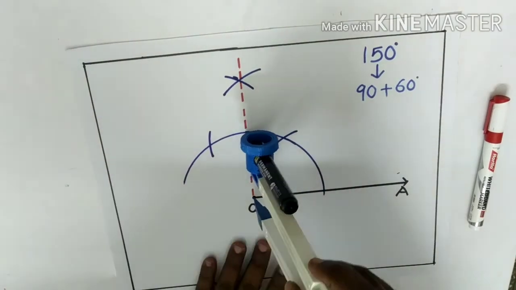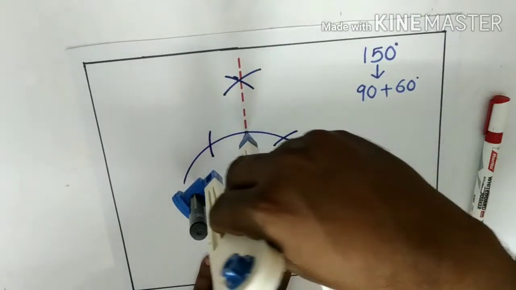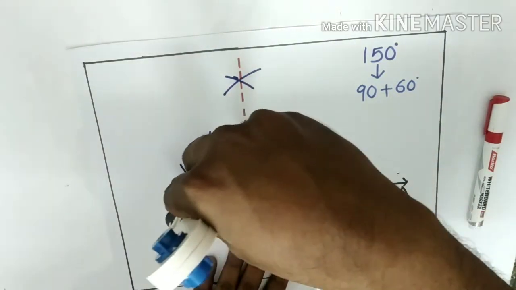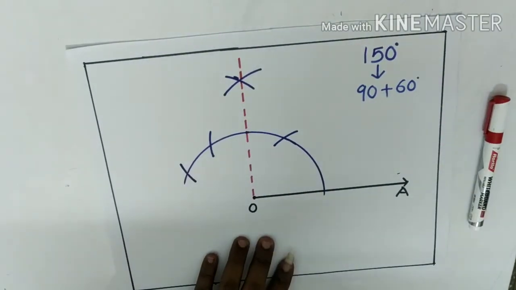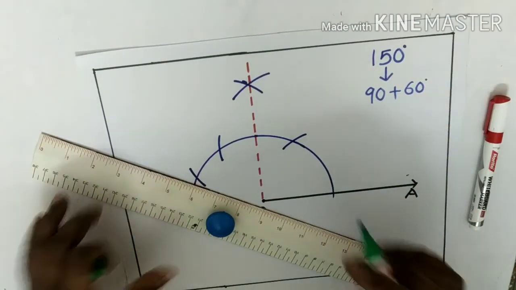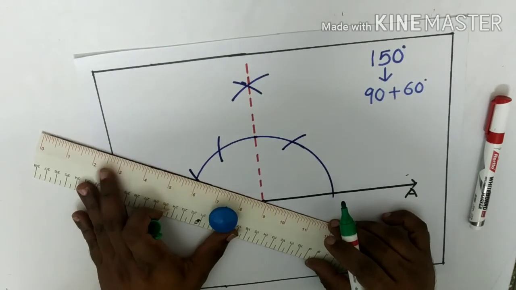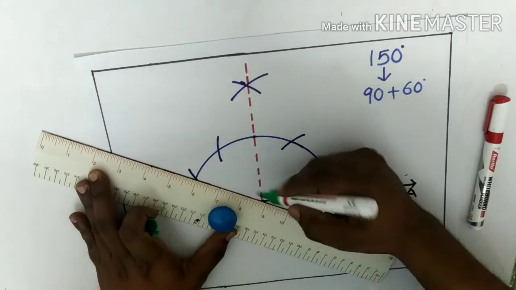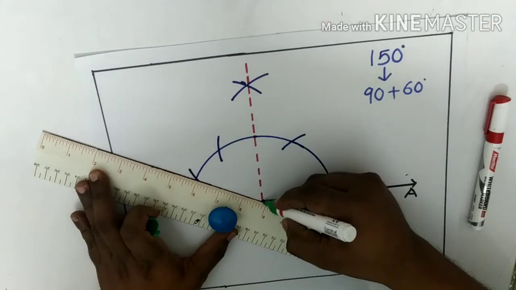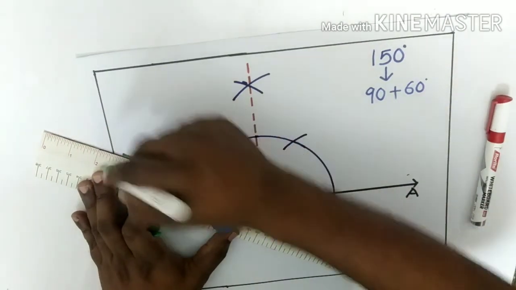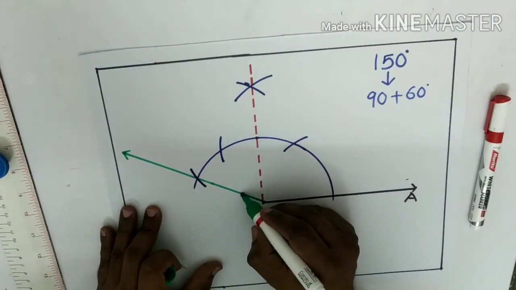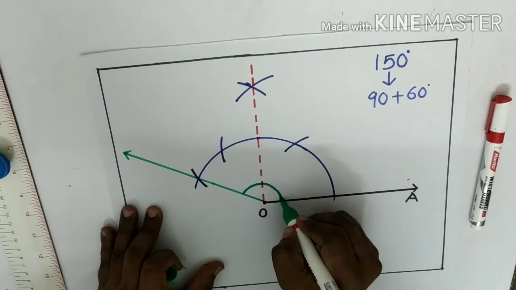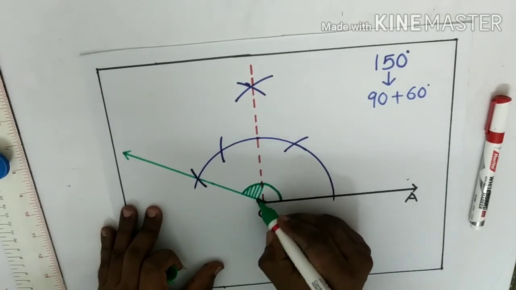From this point, I am constructing one more ray to here. See this one. This is 60 degrees. Now I am joining these two points. So this angle is 150 degrees.